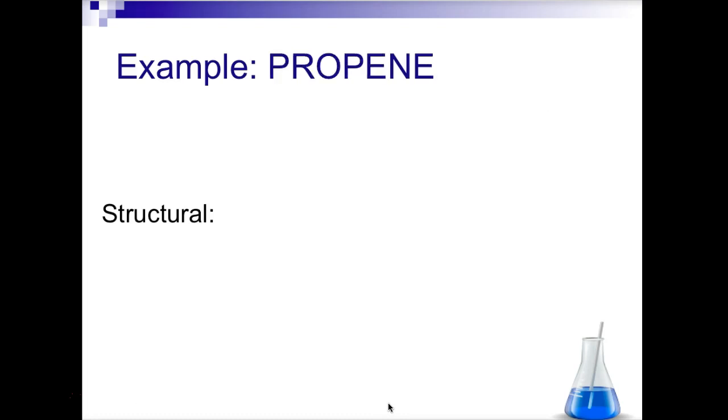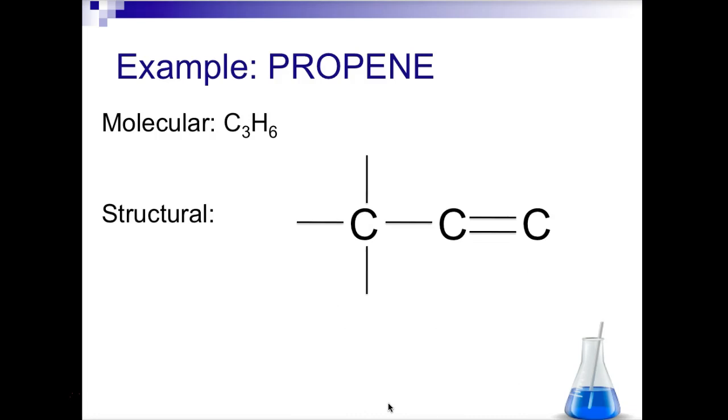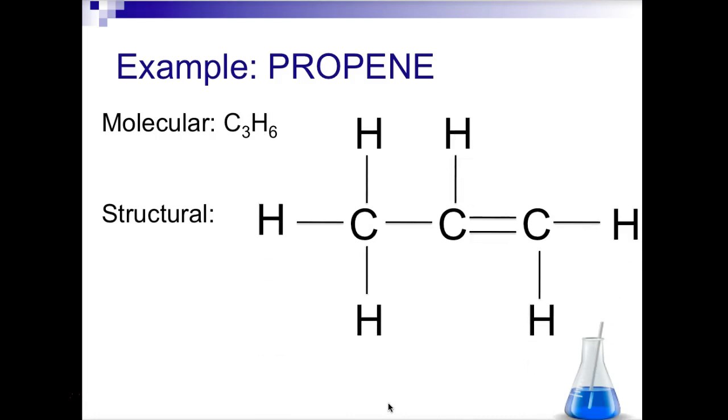What about for propane? For propane, the molecular structure is going to be C3H6. So we're going to start off with propane, and we're going to put a double bond in between 2 of the carbons. And then we're going to fill the rest of those bonds with hydrogens, making sure that each carbon has 4 bonds around it.